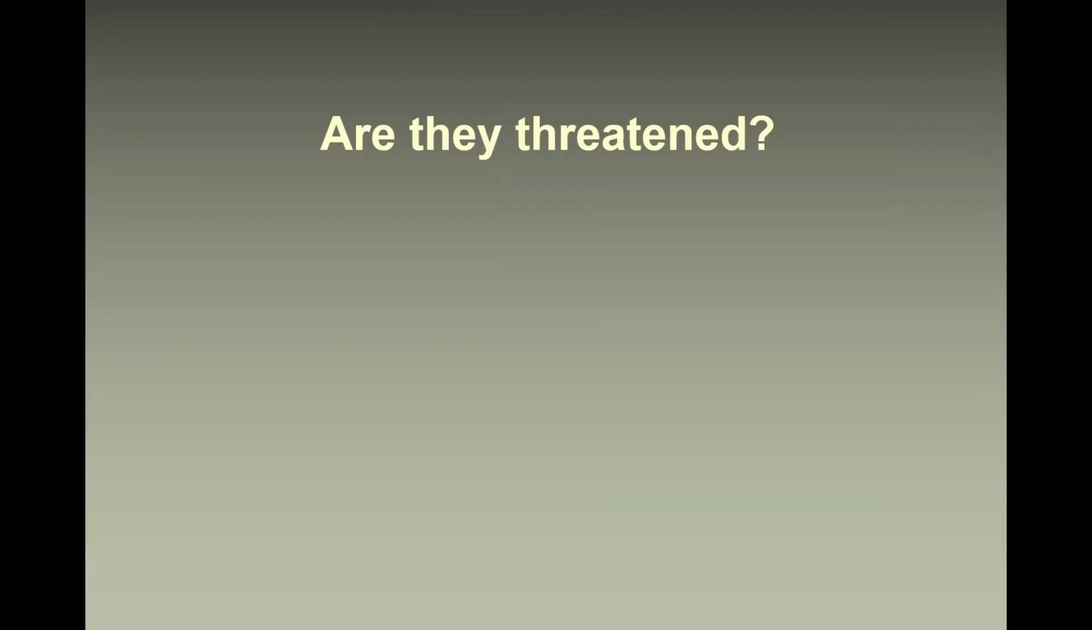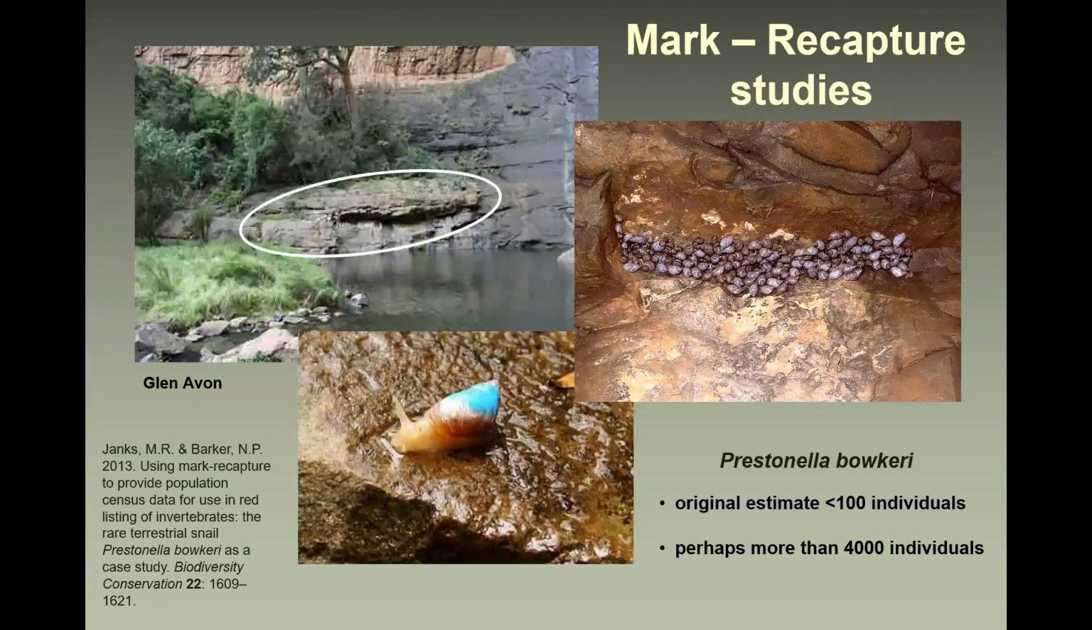So we did some additional experiments to try and look into their threat status a bit more closely. A student working at Rhodes University in Grahamstown in South Africa did some mark and recapture studies here at the Glenavon population, looking at them here on the rock walls beside the waterfall. Here they are. You can see some numbers, but at first sight, he went there, he counted them, and his original estimate of the population size was less than 100 individuals there.